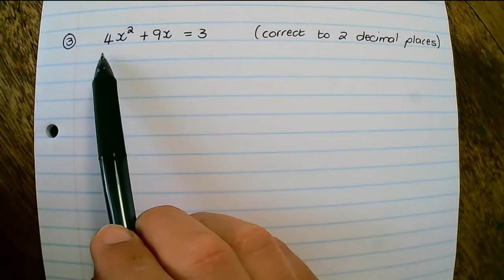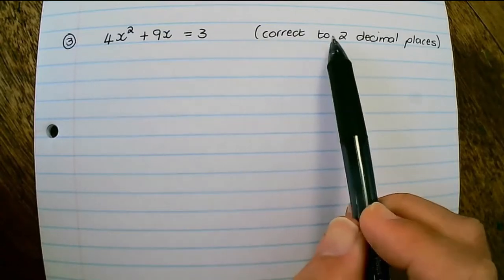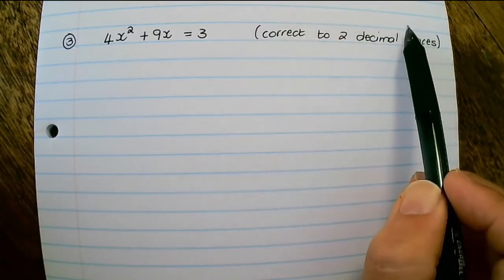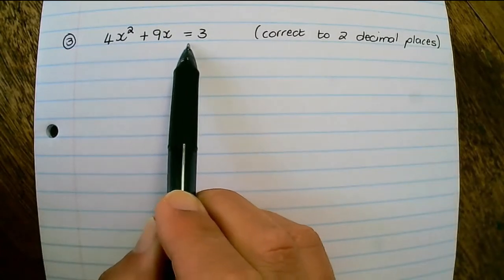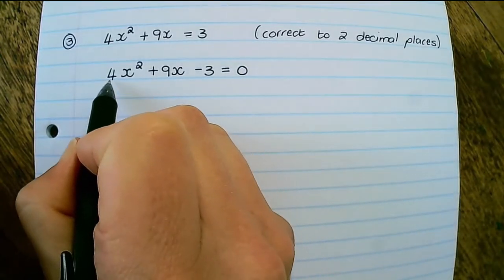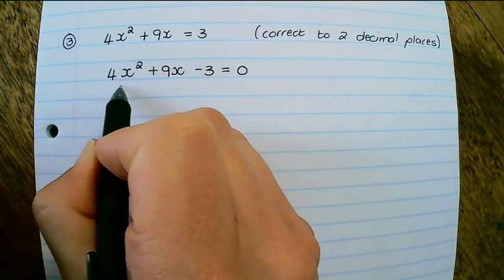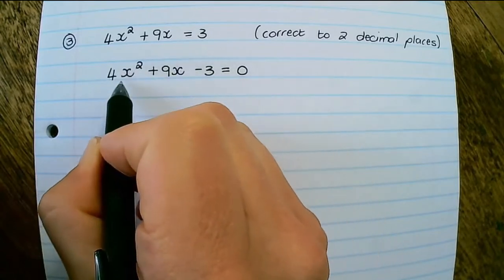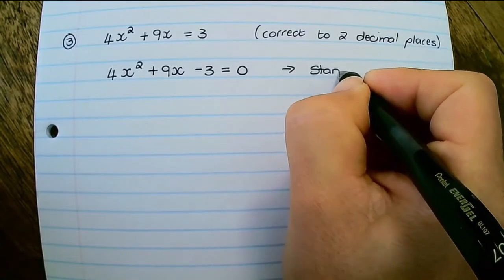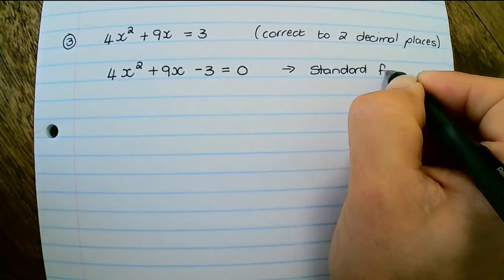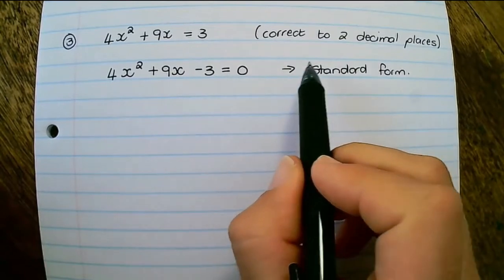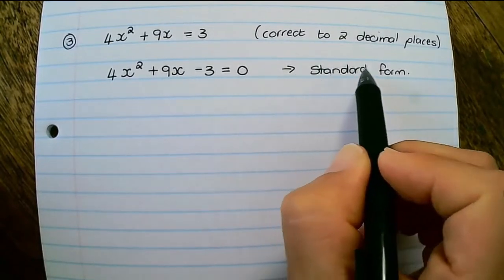In my next example, I want to solve x correct to 2 decimal places. Now this hints that I need to use the quadratic formula. But look carefully at the equation. It is not in standard form. So the first thing that you need to do is bring everything to the left side of the equation and place it equal to 0. Now this is called standard form. And once you have placed the equation in standard form, then you can apply the quadratic formula.